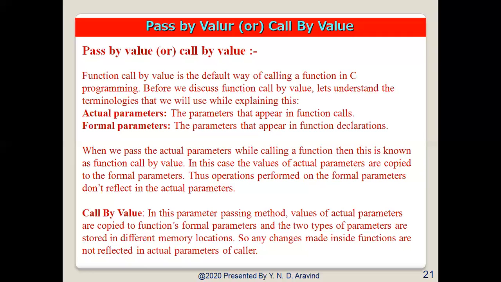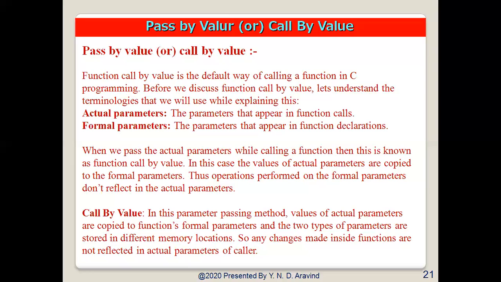When we pass the actual parameters while calling the function, this is known as function call by value. In this case, the values of the actual parameters are copied to the formal parameters. Thus, operations performed on the formal parameters do not reflect in the actual parameters. So whatever changes you make in the called function are not going to reflect the values available in the calling function's parameters.